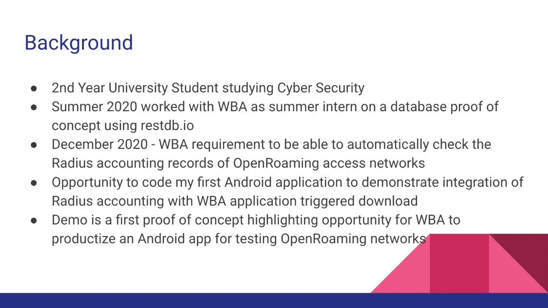I was aware in December of last year of a requirement for WBA to be able to automatically check the radius accounting records of all the access networks within OpenRoaming. So I thought this was a good opportunity to code my first Android application and demonstrate the integration of radius accounting with the WBA application download. This is just a first proof of concept with the demo application, highlighting an opportunity for WBA to potentially produce an Android app for their consumers.